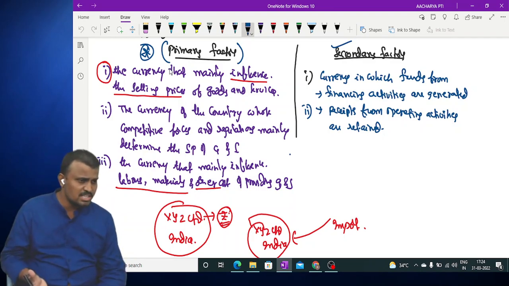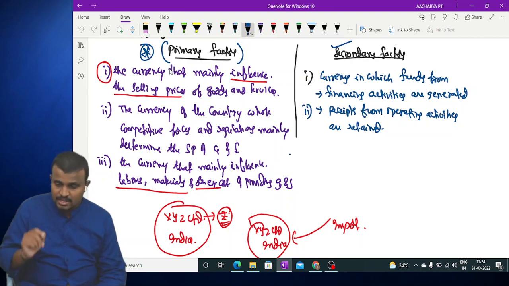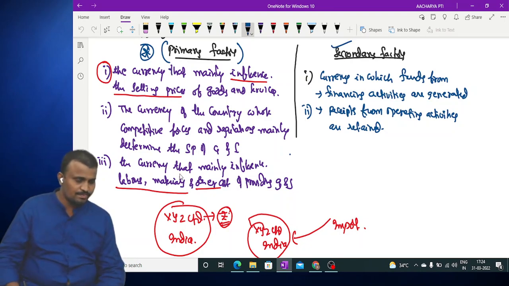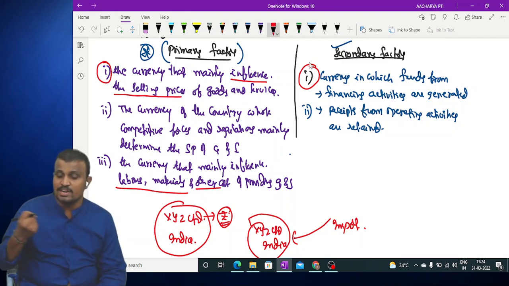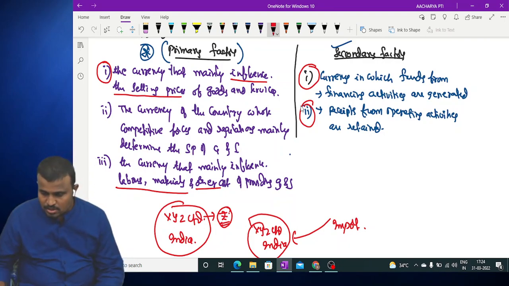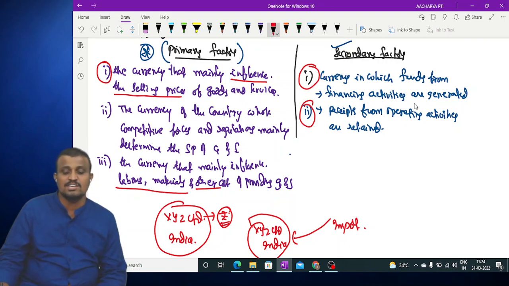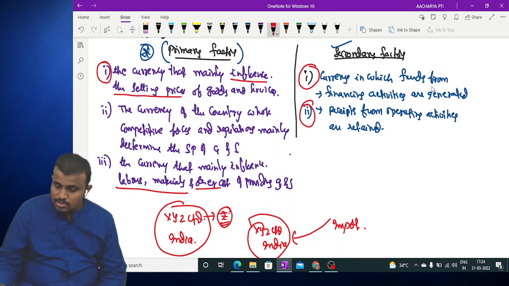Then how can we determine the respective currency as the functional currency? In that case we use secondary factors. The secondary factors relate to how the finance is generated, from where the finance is generated, and where the operating income is generated and retained. So the currency in which funds from the financing activities are generated, and the currency in which receipts from the operating activities are retained, that currency is said to be the functional currency.